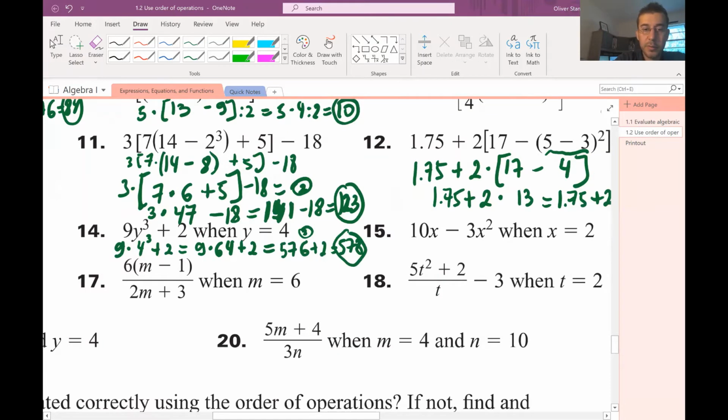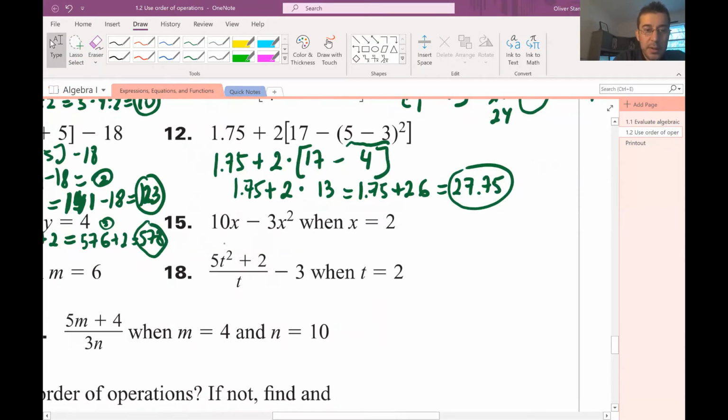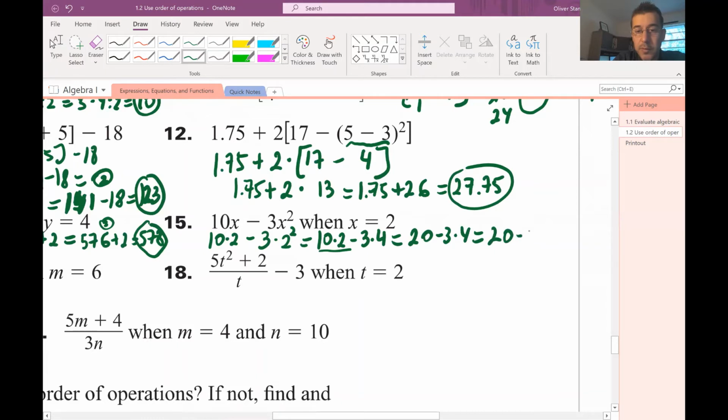15, we're going to do powers first. So let's do the substitution first. x is 2, so we're going to do 10 times 2, and then minus 3 times 2 squared. As I said, we're going to do the powers first. So 2 squared is 4. Now we're going to do multiplication. So 10 times 2 is 20. Then we have minus 3 times 4. Multiplication first: 3 times 4 is 12, so 20 minus 12 is 8. Okay, so 15 is 8.